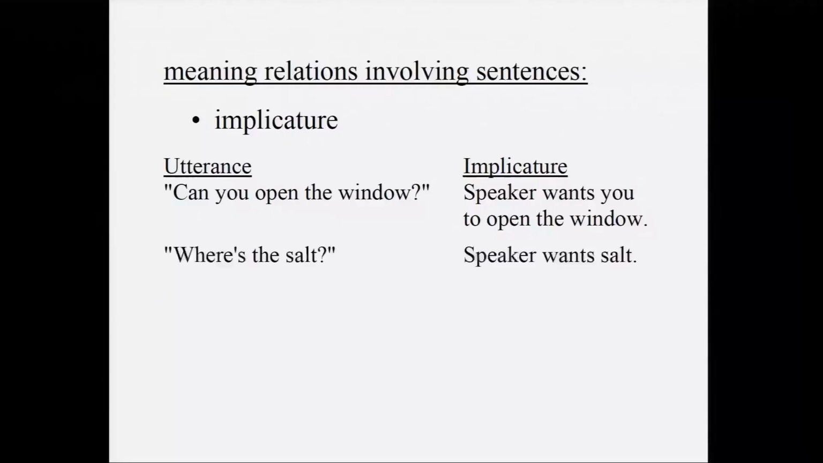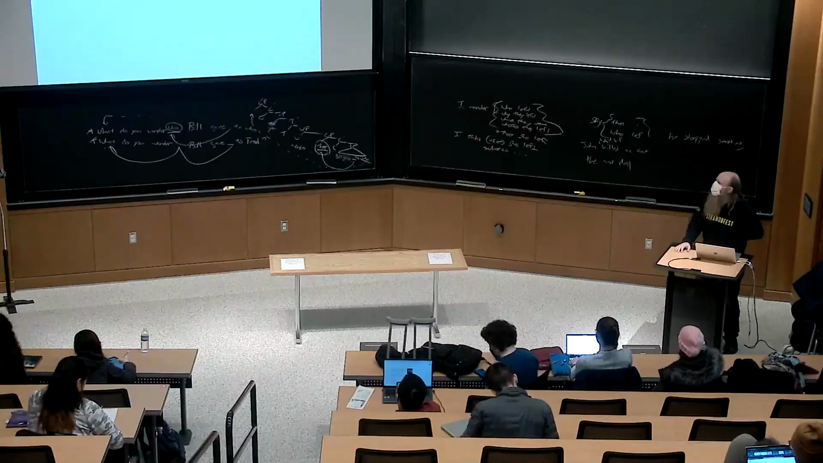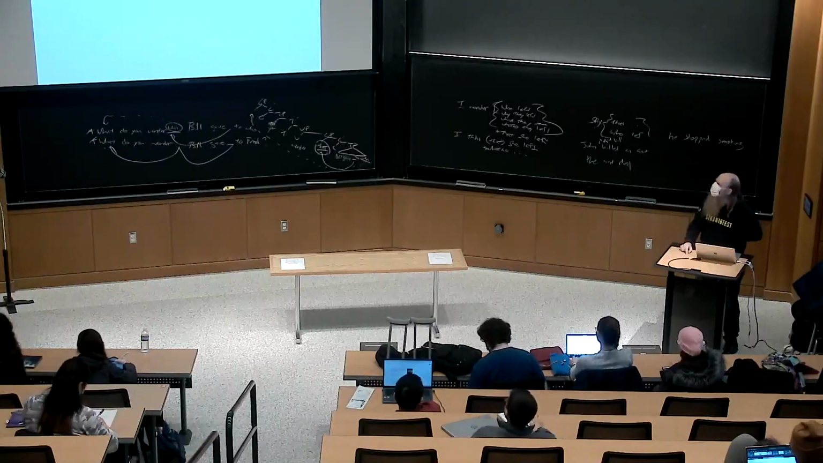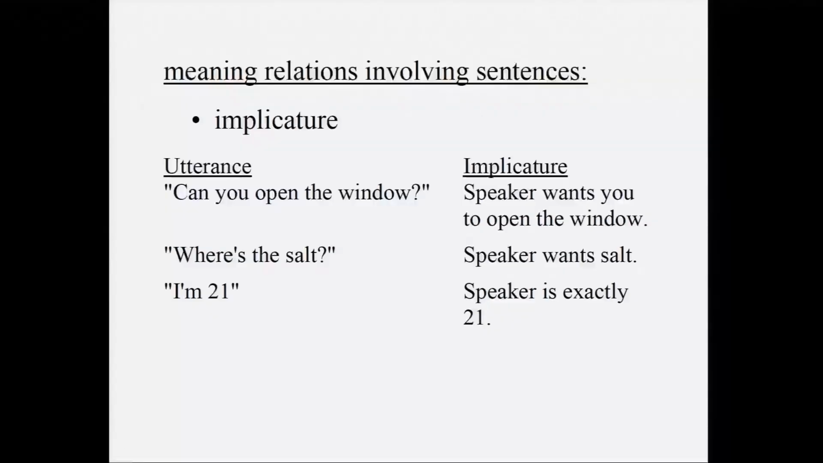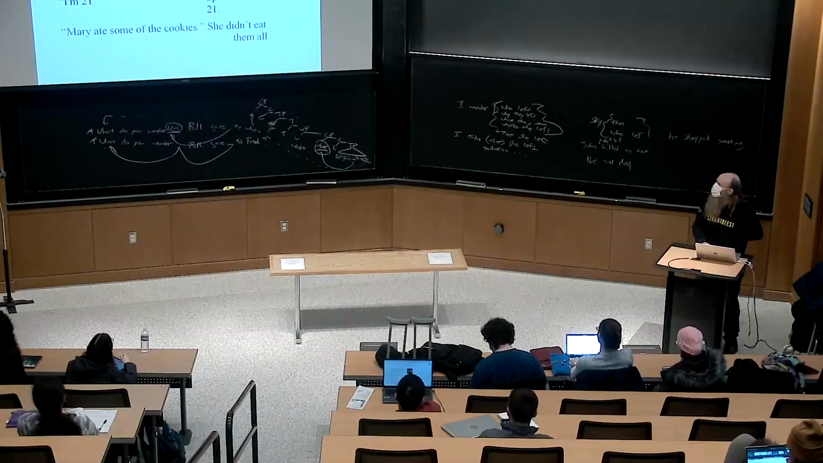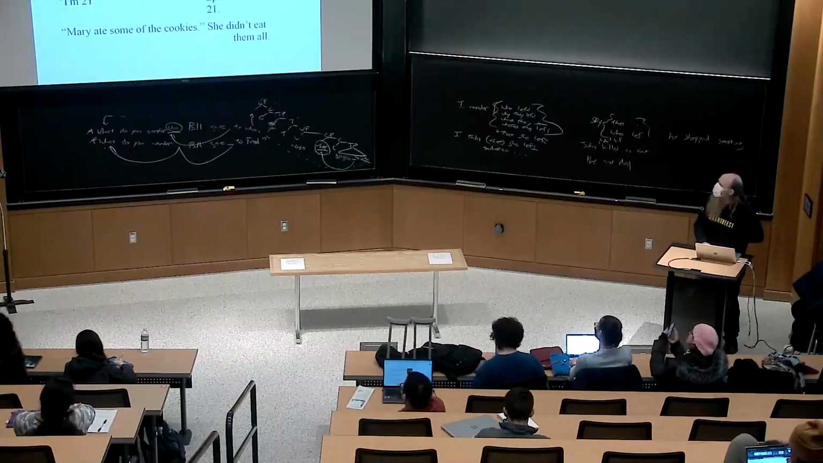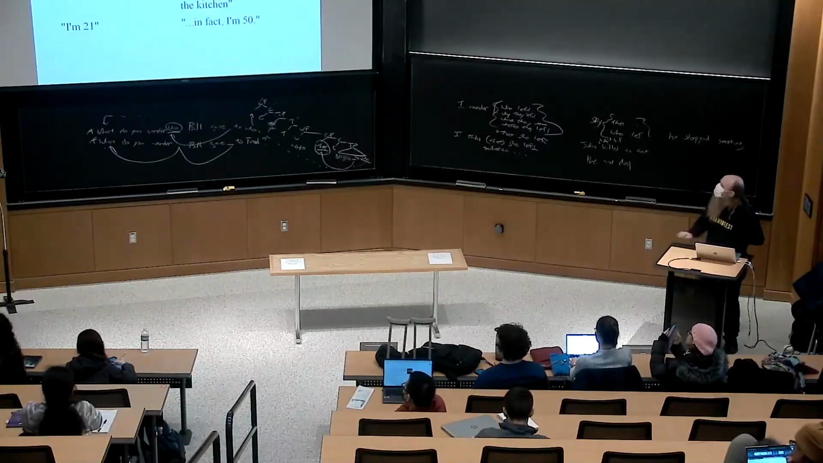Or if I ask you, where's the salt? There is a minimally cooperative answer to that in which you point, but what I really want you to do is give me some salt, right? Or if I say I am 21, there is an implicature that I'm in fact exactly 21. 21 is my age. Or if I say Mary ate some of the cookies, there's an implicature that there are some cookies left. But all of these things could be false under the right circumstances.